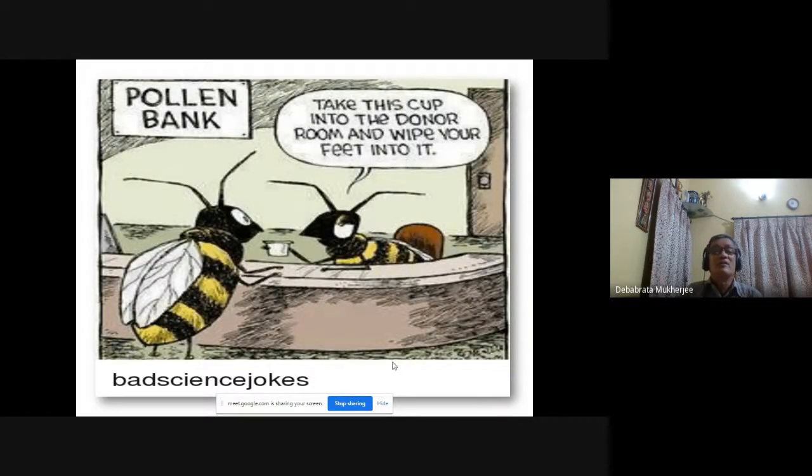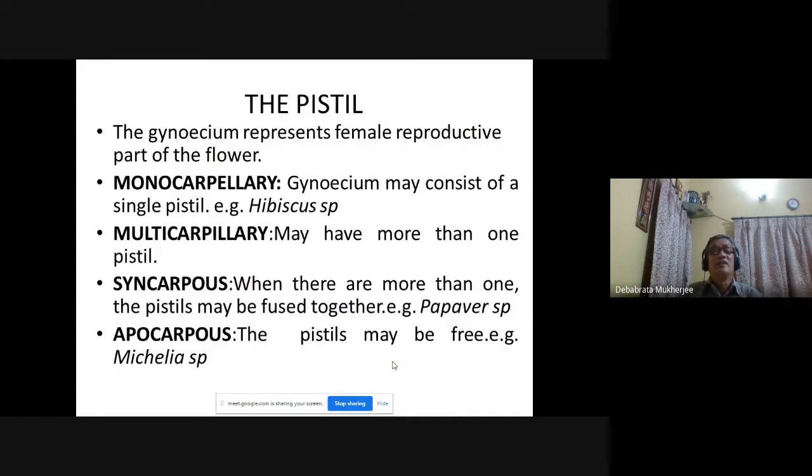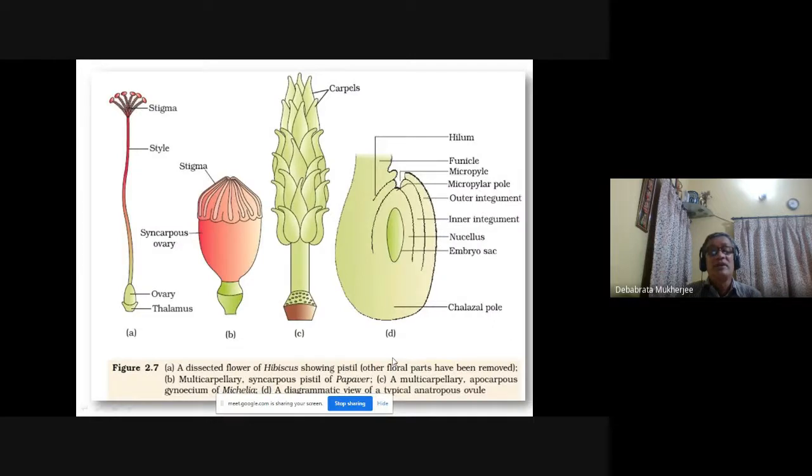Here is a cartoon regarding pollen. Then we are talking about the pistil. The gynoecium represents the female reproductive part of a flower, which may be monocarpellary. The gynoecium may consist of a single pistil, as in hibiscus, or be multicarpellary with more than one pistil. It might be syncarpous, where more than one pistil is fused together, for example Papaver. Apocarpous pistils may be free.